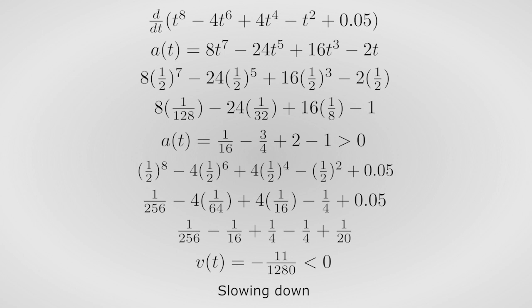Finally, we compare the acceleration and velocity values. Since acceleration is positive and velocity is negative, in other words, they are of opposite signs, I must be slowing down at time t equals 0.5.